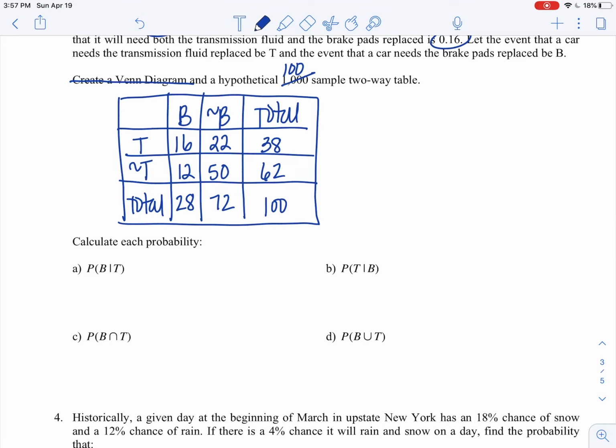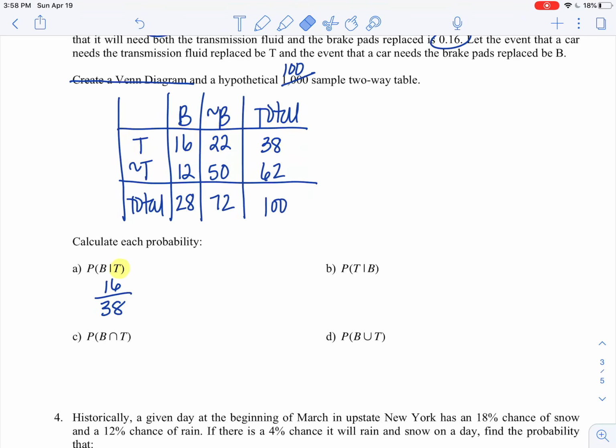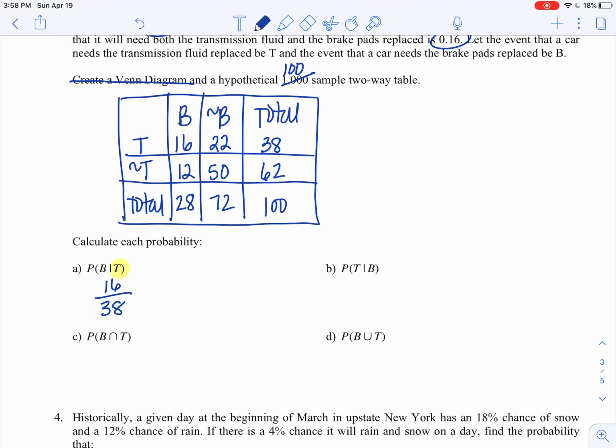Okay, so what's the chances that I need brake pads given that I needed a transmission fluid change? So given T means focus only on that T row or column. There are 38 people in that row or column, okay? How many of them need brake pads? Of those 38, it would be 16. That's the probability of needing brake pads given we needed transmission fluid. Okay, so let me just erase that.